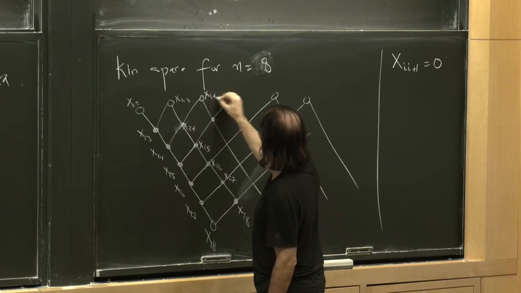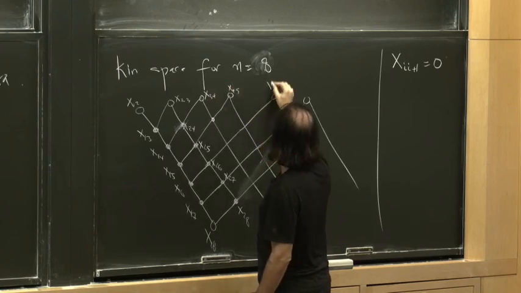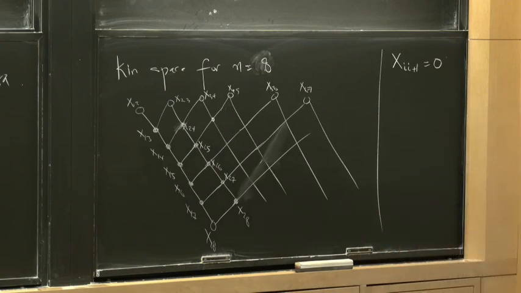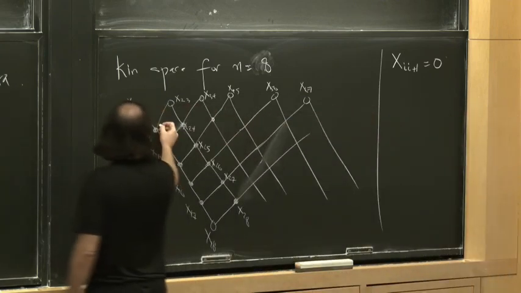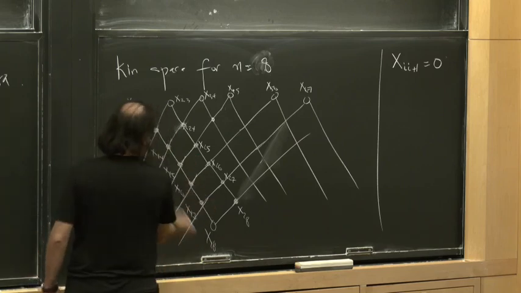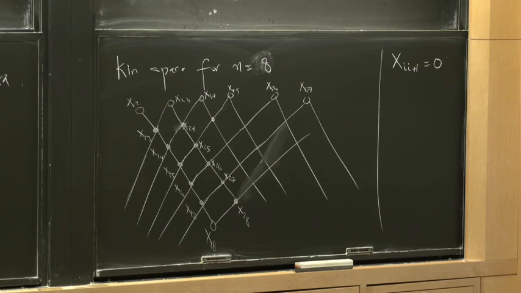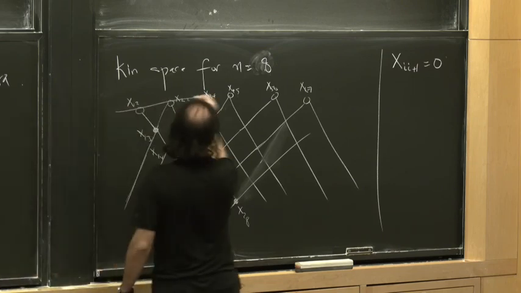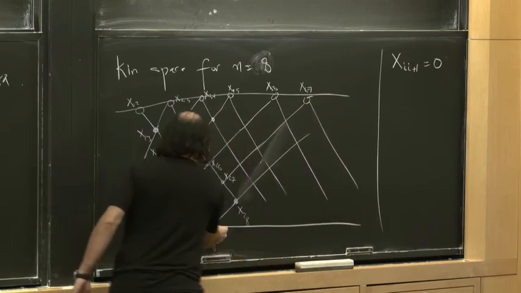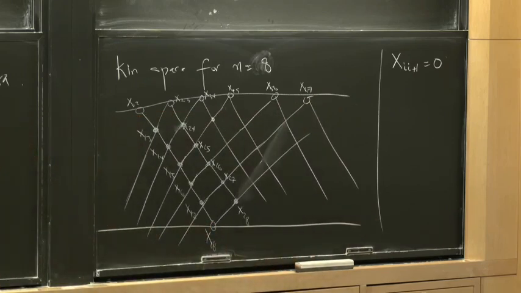This would be x3, 4, x4, 5, x5, 6, x6, 7, and so on, right? And the picture goes in both directions. In fact, the way I've drawn it, the whole picture lives in a strip like that.